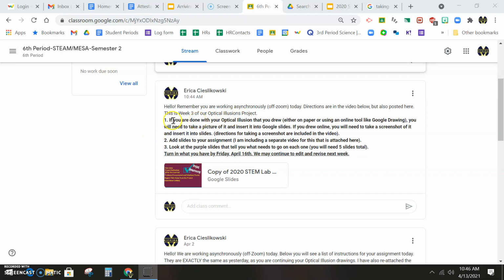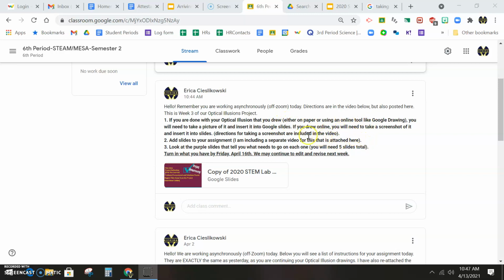And so number 1, if you are done with your optical illusion, remember you need to draw one either on paper or using an online tool like Google Drawing. Then if you're done with your drawing, you are ready to go to the last step, which is creating some slides, and you're going to either take a picture of it if it's a paper drawing and insert it into some Google Slides that you will be adding to your assignment.